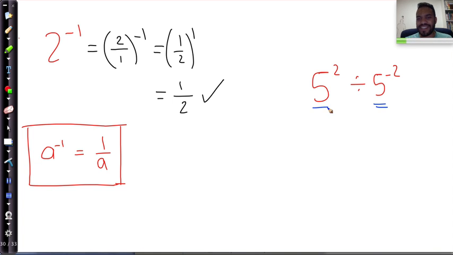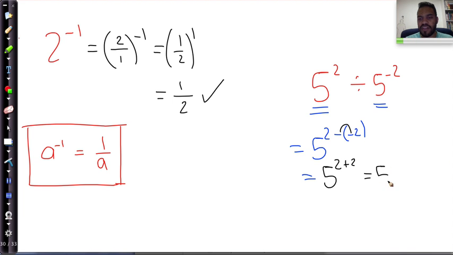Again, the bases are the same, right? So I keep the base and I say it's equal to 5 to the power of 2 minus, but the exponent itself is minus 2. And then 2 minus minus 2, the answer is going to be 5 to the power of 2 plus 2. Because when I multiply that there, I get 2 plus 2, and that's going to give me 5 to the power of 4.